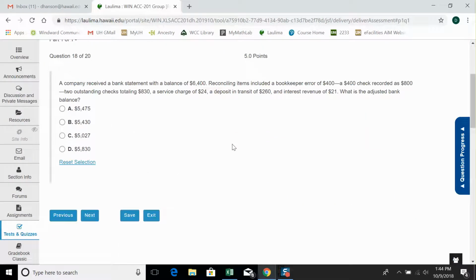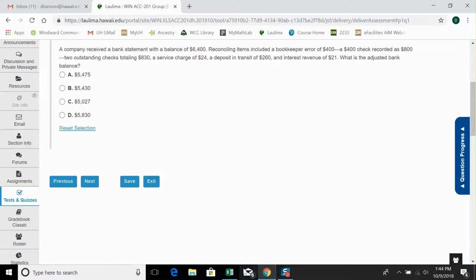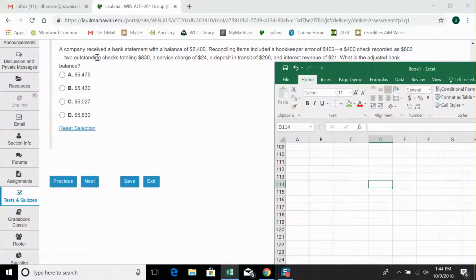Okay. Here's question 18 of 20. Let's see. It says, a company received a bank statement with a balance of $6,400.